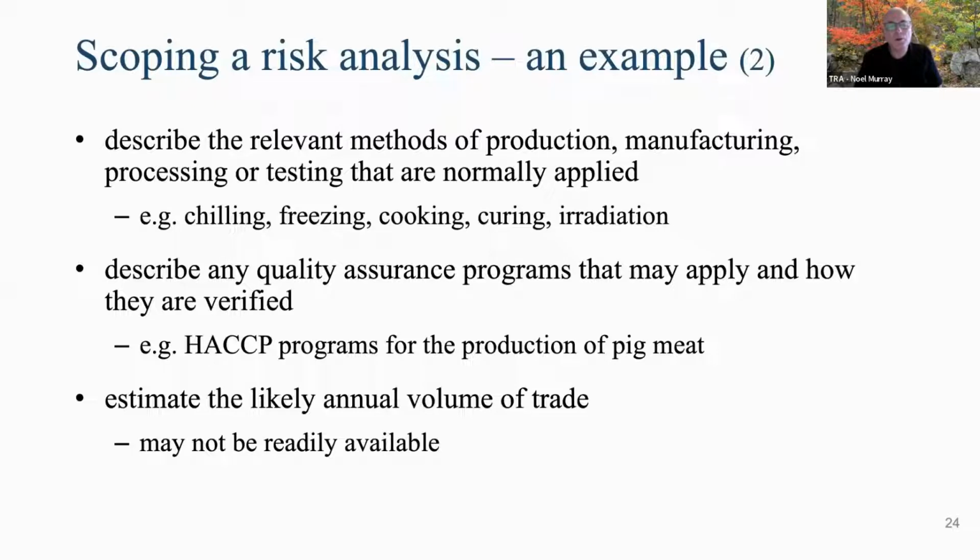It's important also to describe the relevant methods of production, manufacturing, processing or testing that are normally applied. These are part of our commodity definition, if you like. That would include processes such as chilling, freezing, cooking, curing, or perhaps irradiation. And it's important to describe quality assurance programs that may be applied and how they're actually verified. So for example, HACCP programs for the production of pig meat. And then we may want to try and estimate the likely annual volume of trade. That may be somewhat difficult. It may not be readily available, particularly if trade is new.